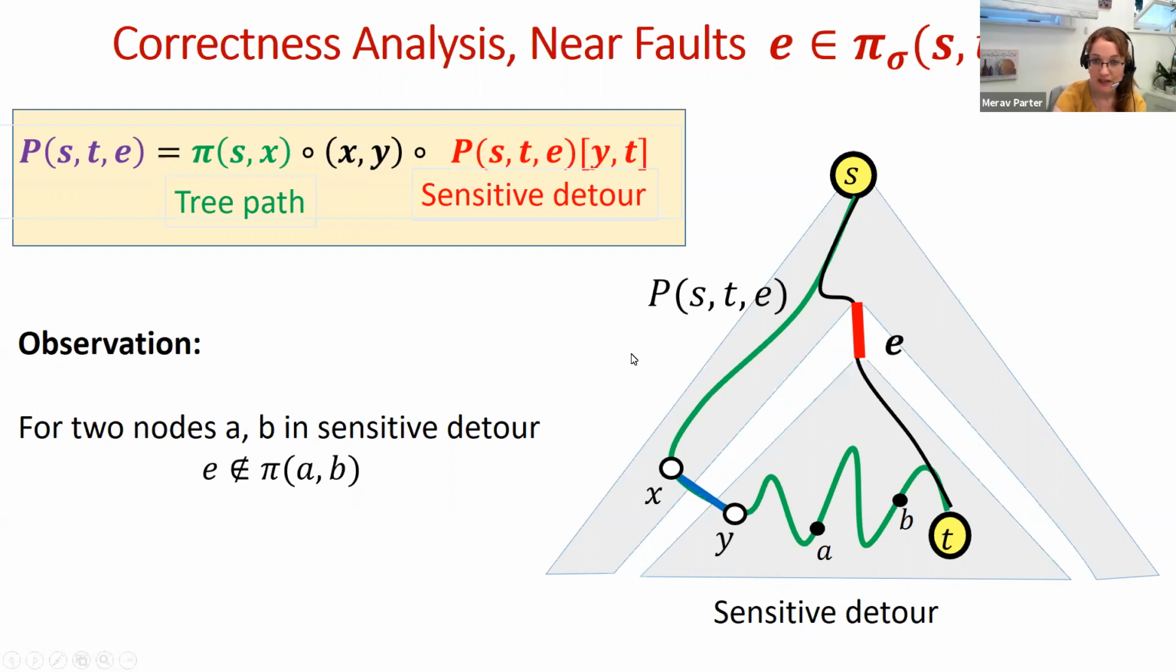So all the vertices along the sensitive detour are sensitive to the failing of the edge E because the edge E appears on the shortest path for all these nodes, okay? So we have a tree path, then a link edge, and then a sensitive detour, a detour that is sensitive to the failing edge. And the key observation is that for every 2 nodes A and B on the sensitive detour, it cannot be the case that their shortest path contains E. Okay, so this is just by a triangle inequality.